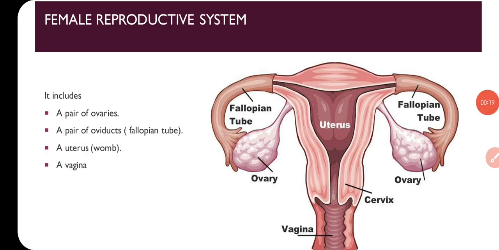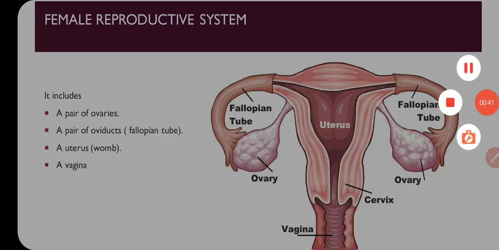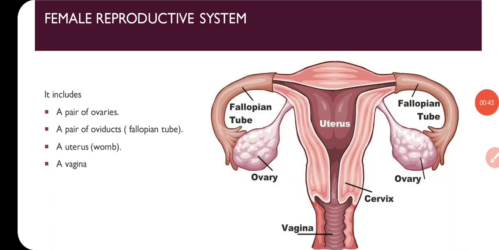Female reproductive system in humans includes a pair of ovaries, a pair of oviducts which is also called fallopian tube, a uterus, commonly called womb, and a vagina. One by one we will discuss all these organs and their importance. All these organs of the reproductive system in female are found in the pelvic cavity of the body.